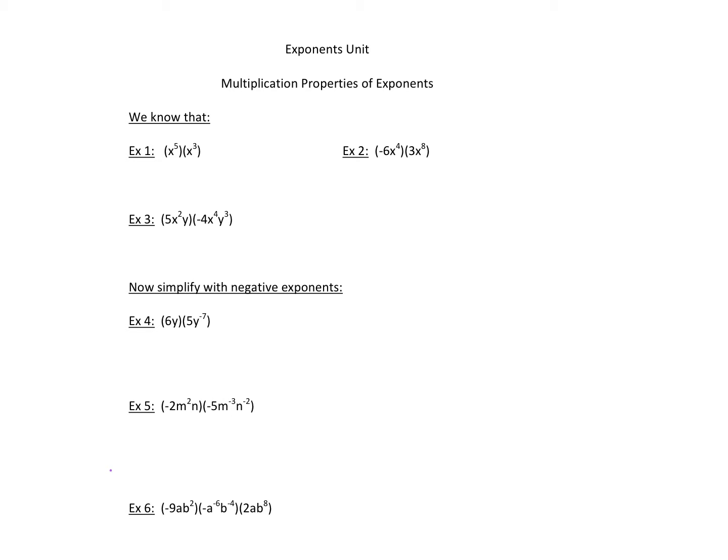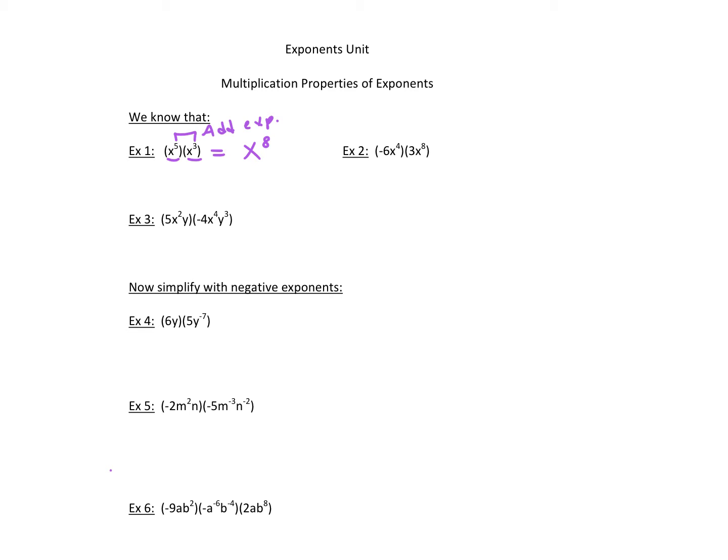Hi everyone. So today we're going to learn about multiplying with negative exponents. From last year, you should remember, hopefully, that when you multiply with the same base, so I'm looking at example 1 where it says x to the 5th times x to the 3rd, the x is the base and the exponents are 5 and 3. In multiplication, we bring that base over and we add the exponents. So this would be x to the 8th power.